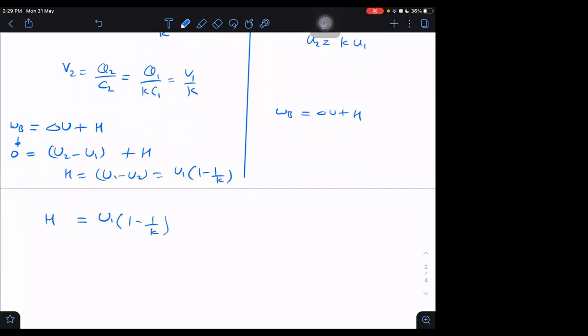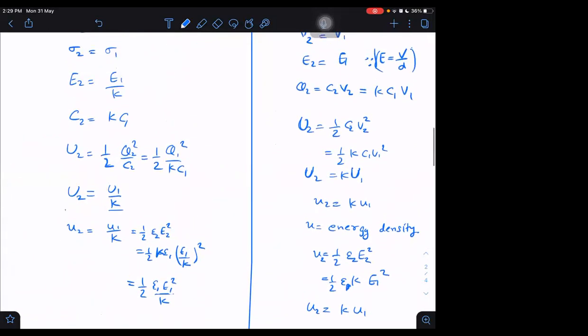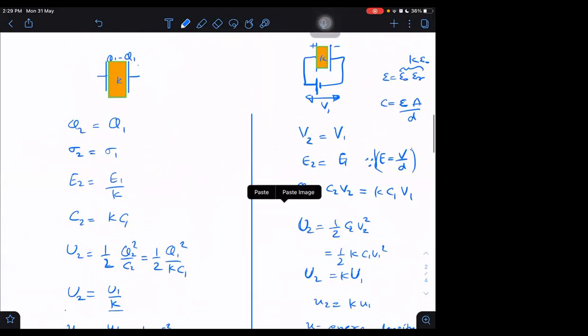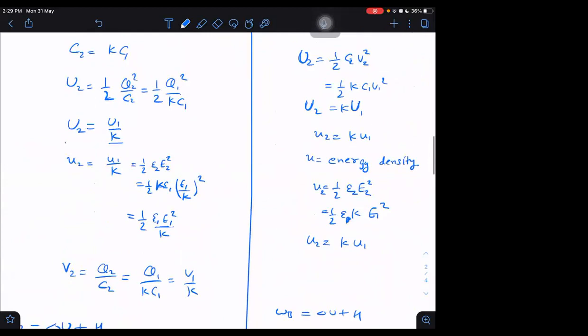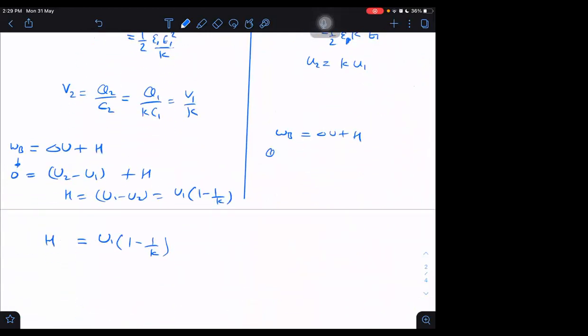What about the second case? In the second case, work done by the battery will be there now. Why? Because the charge is changing, so it has to supply extra charge. How much charge will it supply? Q is the charge it is supplying, and that Q is equal to final charge minus initial charge, which is (k minus 1) times the initial Q, that is Q2 minus Q1, into V, which remains the same.